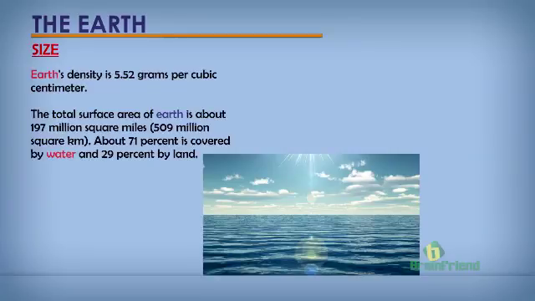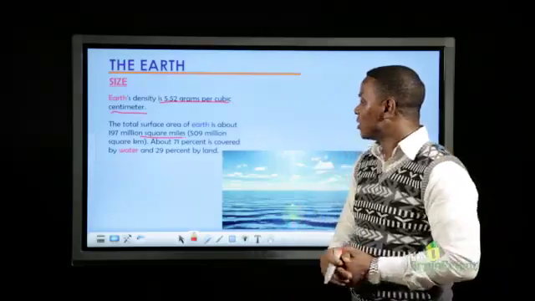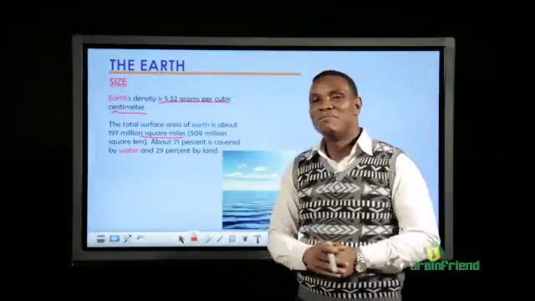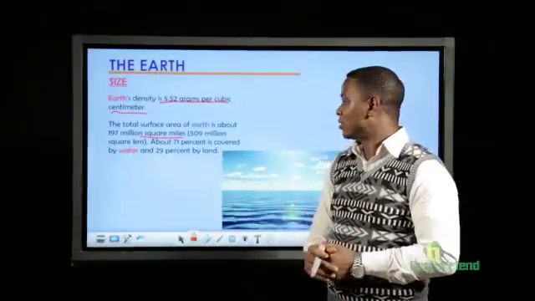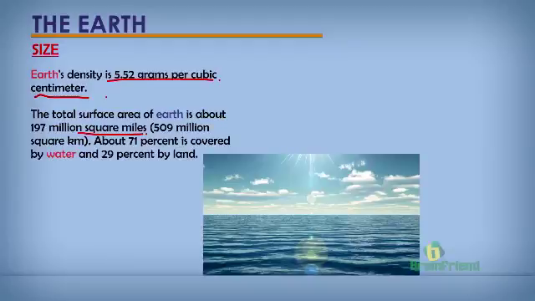The density of the Earth is 5.52 grams per cubic centimeter. The total surface area of the Earth is about 197 million square miles. In kilometers, that would be 509 million square kilometers. About 71% of the Earth is covered by water.